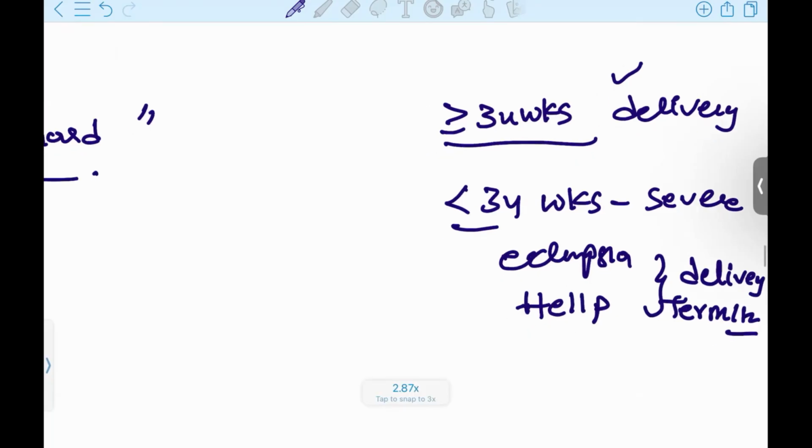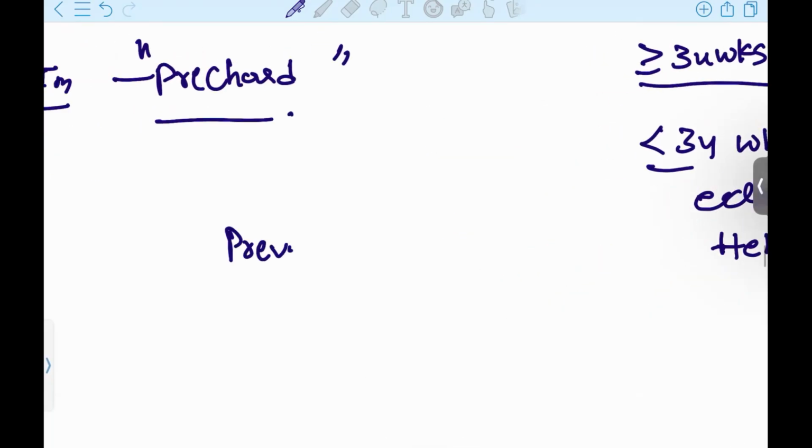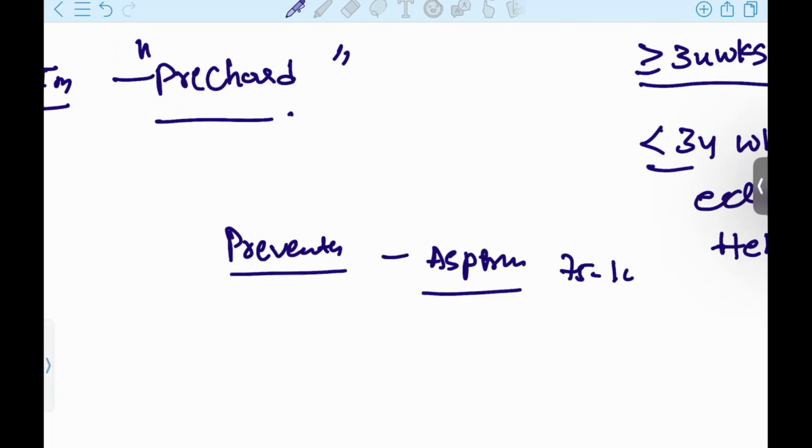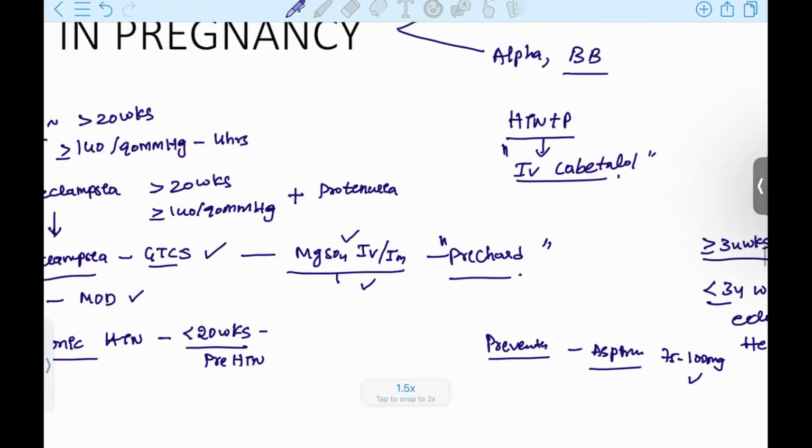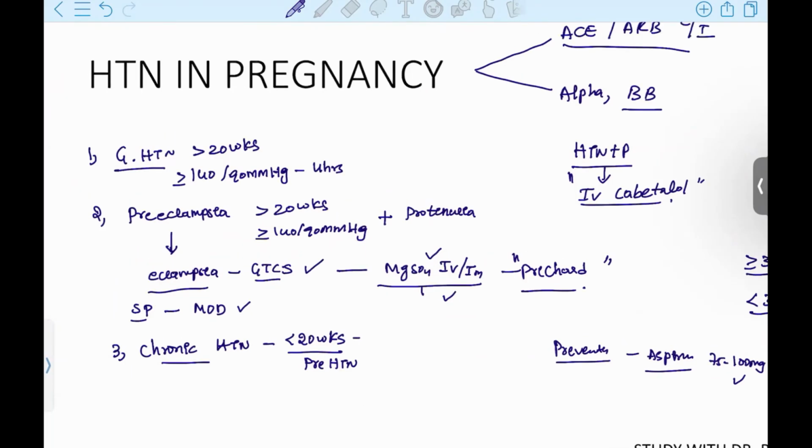About prevention. For prevention, what drug is given? For prevention, we are going to give an aspirin tablet once daily, 75 to 100 mg. This dose can be given. So this is hypertension in pregnancy management.